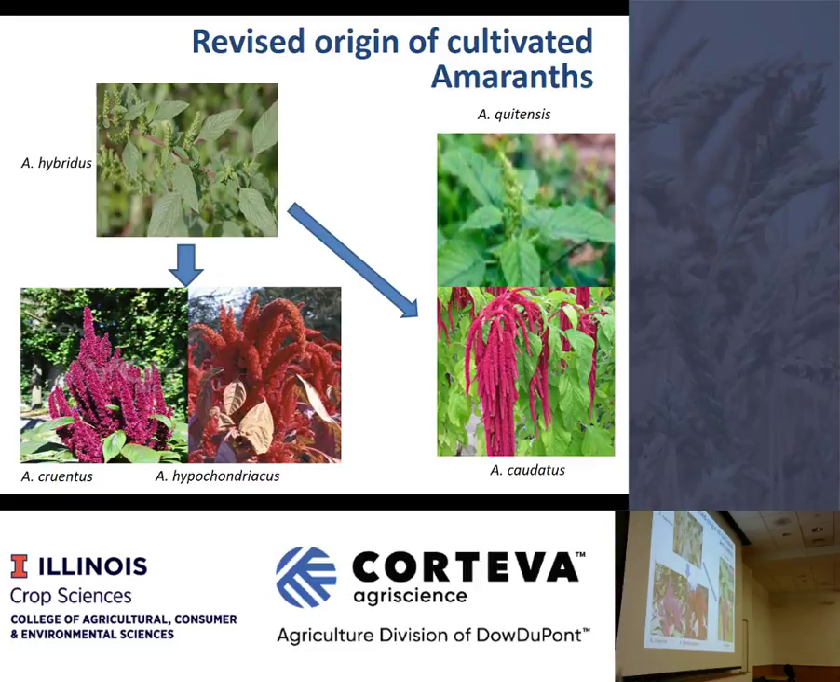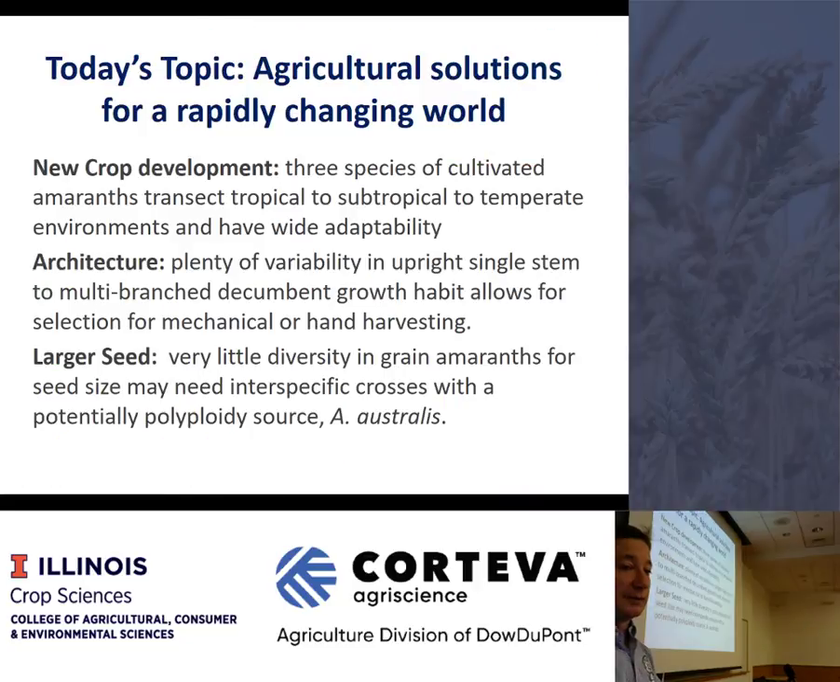So a revised origin or idea of cultivated amaranth is that A. hybridus really gave rise to all the Central American and contributed to the A. caudatus together with A. quitensis. And so that's at least what we know so far, and I think it's a way to imagine how to do population genetics work in the cultivated amaranths.